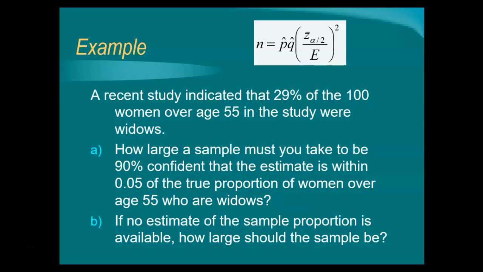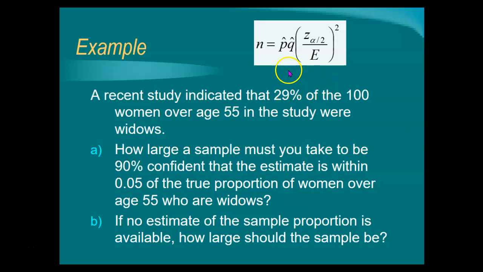Two-part question. Part A, how large a sample must you take to be 90% confident that the estimate is within 0.05 of the true proportion of women over age 55 who are widows? And then in part B, if no estimate of the sample proportion is available, that is, if we did not have that recent study that gave us that 29% figure, then how large should the sample be?